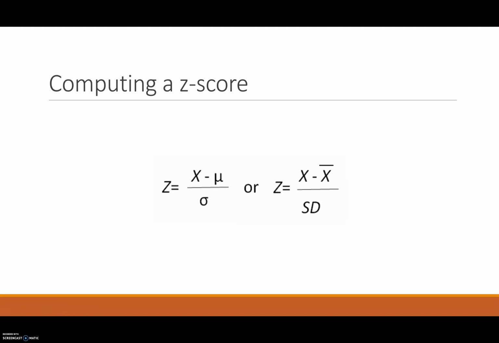The formula for computing a z-score is given for both populations and samples. We call the values of a population parameters and the values of a sample statistics. The z-score for a population is shown where x is the raw score, and the numerator is x minus the population mean, and on the bottom is the population standard deviation. For a sample, again, X on the top is the raw score, X bar is the sample mean, and SD stands for the sample standard deviation.